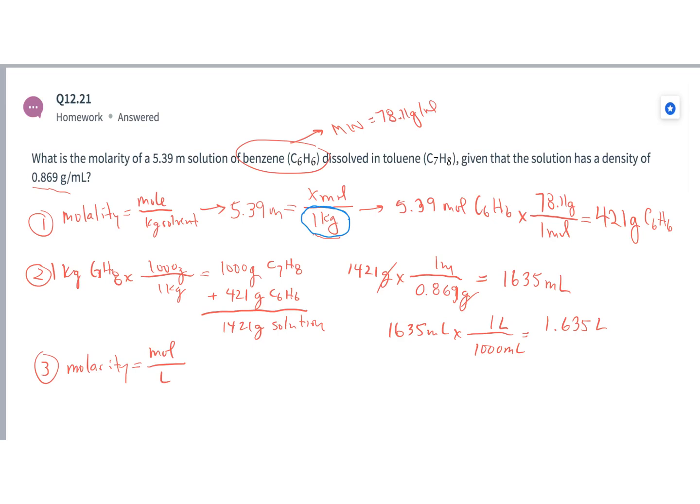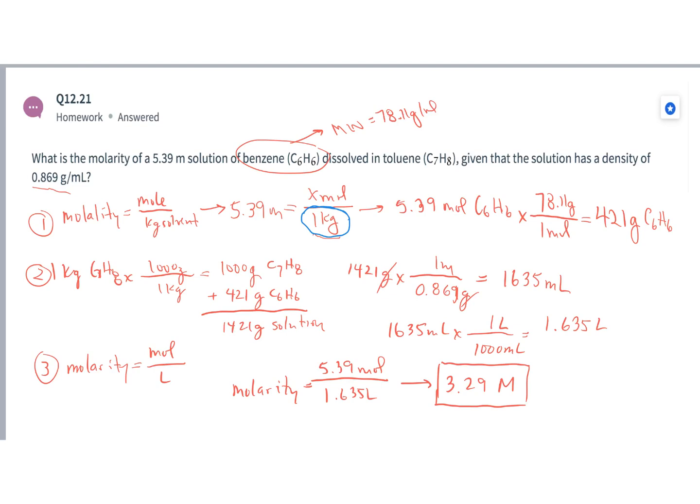Now I can calculate molarity. So I think many of you were just taking the 1 kilogram, using density to find that volume, and then using that to calculate your molarity. So our molarity should be, well, I've got 5.39 moles of benzene in 1.635 liters of my total volume of my solution. I get that to have a molarity of about 3.29 for this solution.